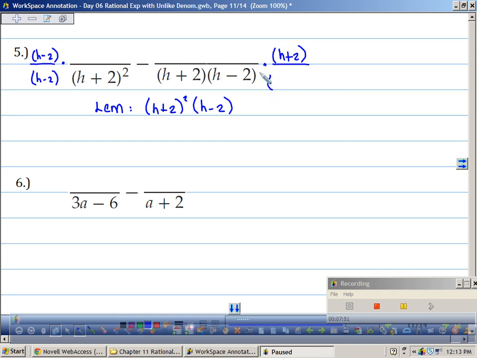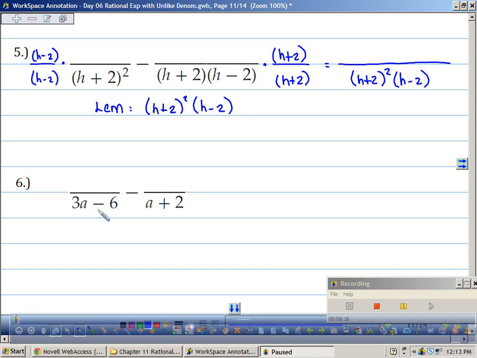We have to see H plus 2 twice represented and an H minus 2 in order to get a common denominator of H plus 2 squared times H minus 2. In order to add the numerators, we have to make sure that this one has all of it and this one has all of it. So both of you have to add the denominator to get to the LCM, right? Yes, exactly.